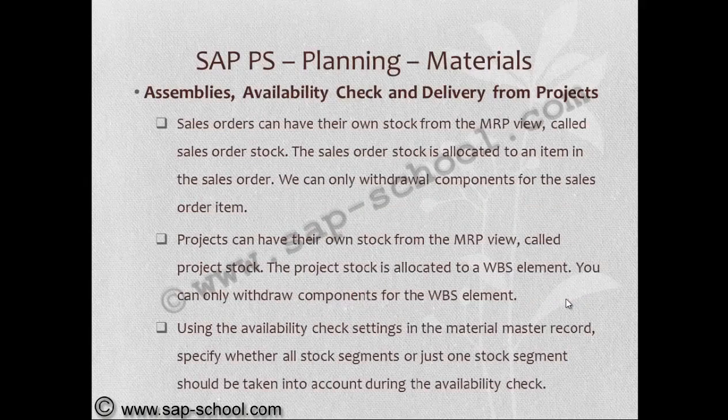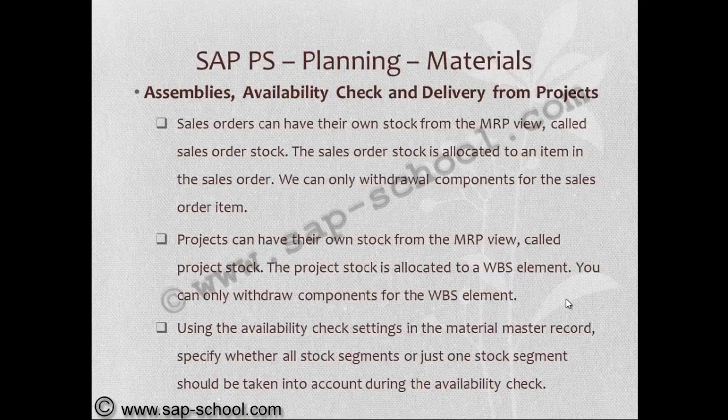Sales orders can have their own stock from the MRP view called sales order stock. The sales order stock is allocated to an item in the sales order. We can only withdraw components for the sales order item. Projects can have their own stock from the MRP view called project stock. The project stock is allocated to a WBS element. We can only withdraw components for the WBS element.